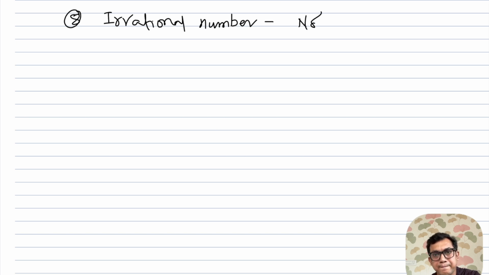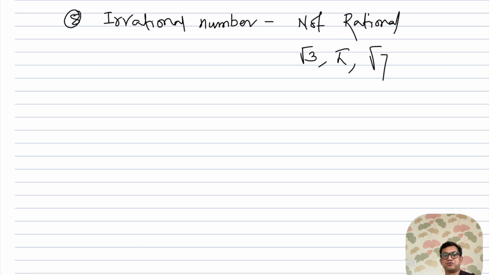Now 7 is done. Continue with number 8. The 8th number would be irrational number. What are irrational numbers? The numbers that are not rational. The numbers that are not rational are called irrational numbers. Examples? Root 3, pi, those things. Root 7. I don't know the value of those.